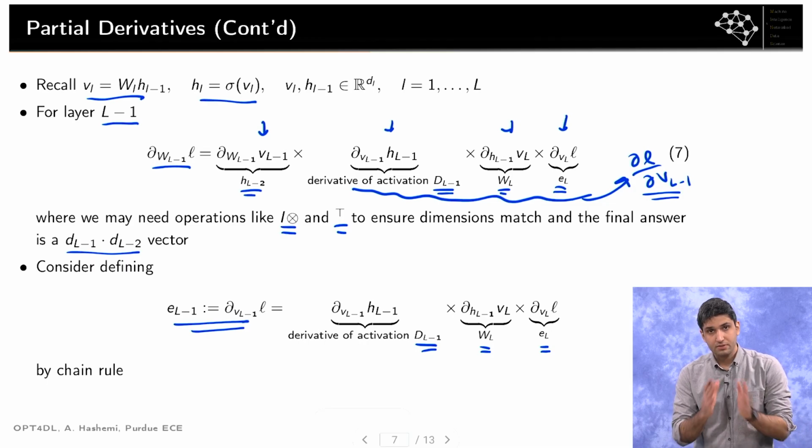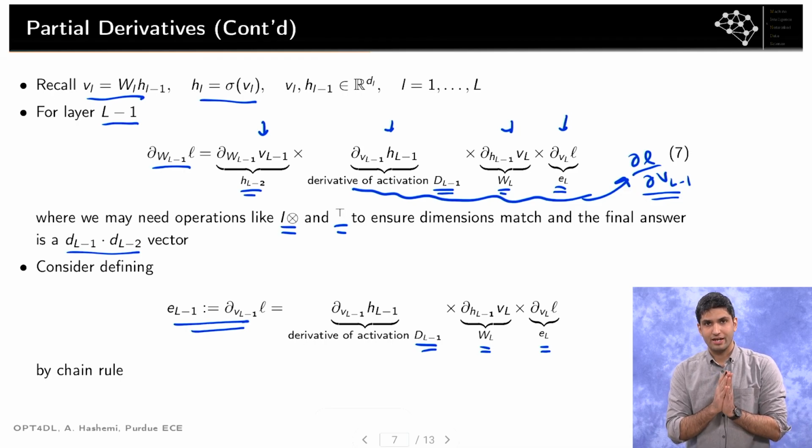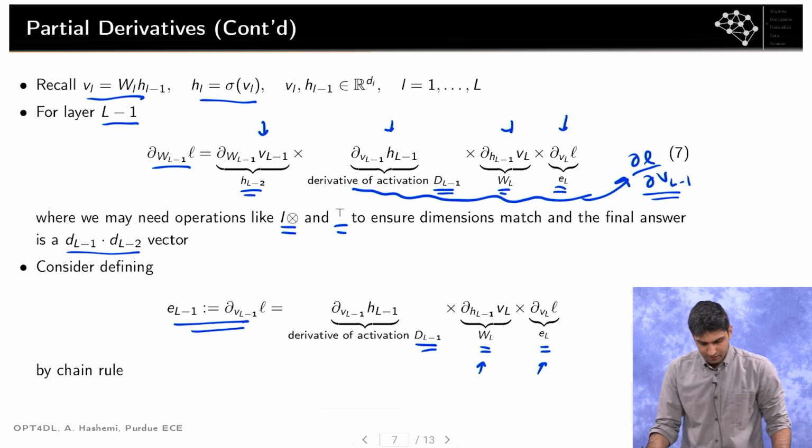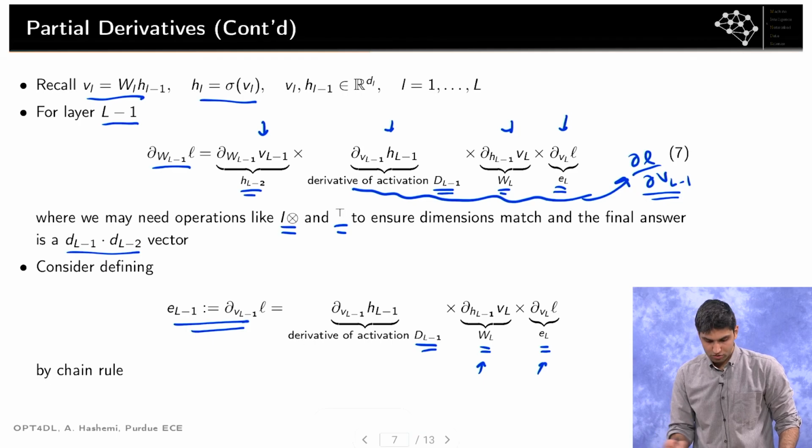As we can see here, I'm talking about layer L minus 1, and in particular a quantity that is important to calculate the partial derivative of loss with respect to the weights of that layer. But this quantity depends in some sense on future values. Notably, it depends on the weights of the next layer, as well as the error signal for the next layer. So this gives us a procedure on how to calculate the error signal for layer L minus 1.